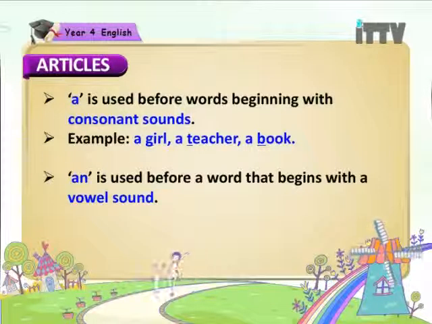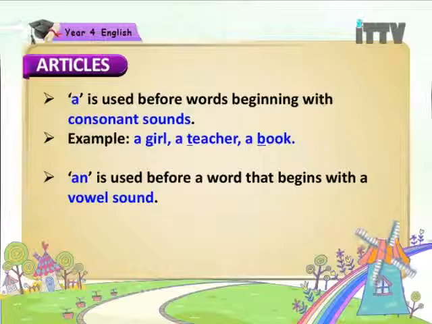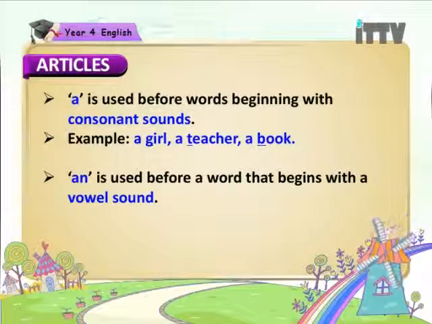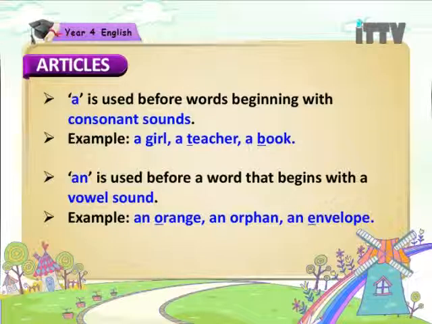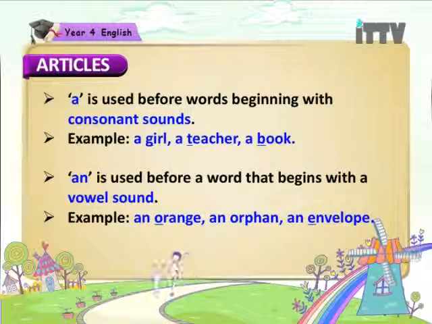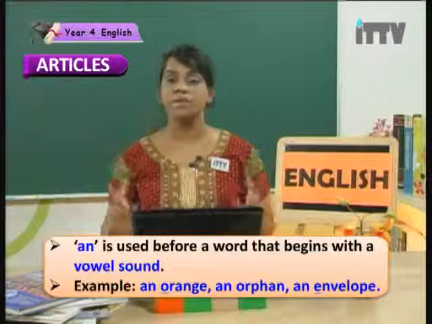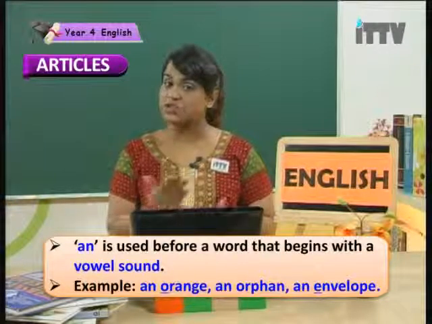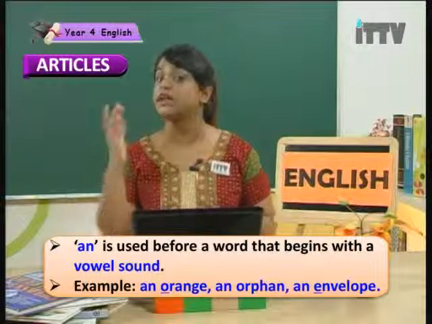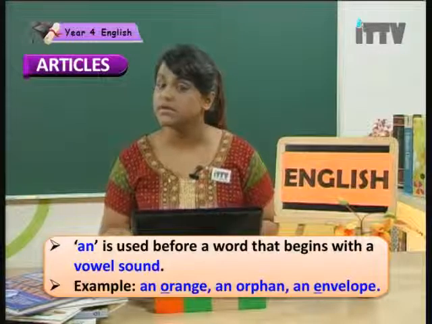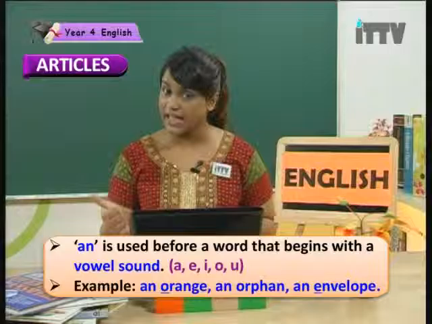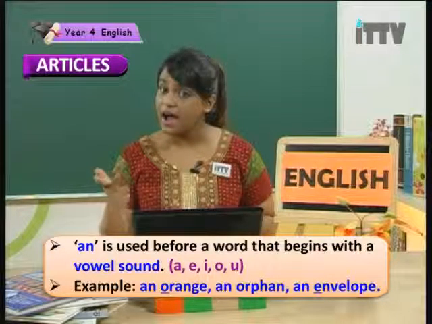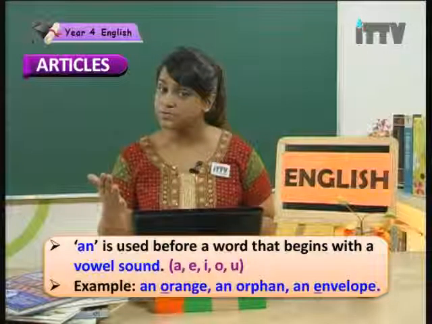Now an is used before a word that begins with a vowel sound. For example, an orange, an orphan, an envelope. So remember this boys and girls, an is used before vowel sounds. Now what are vowel sounds? Or what are vowels? Yes, very good. A, E, I, O, U.